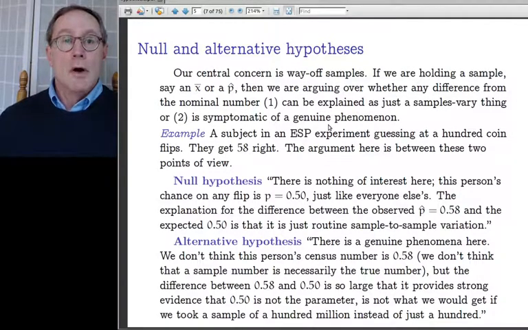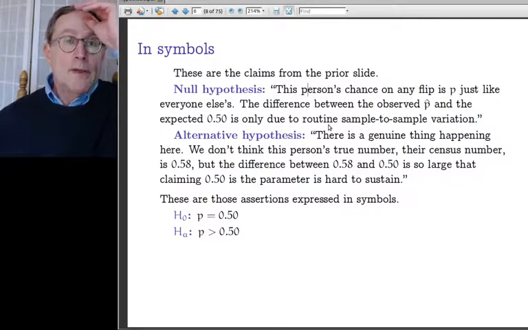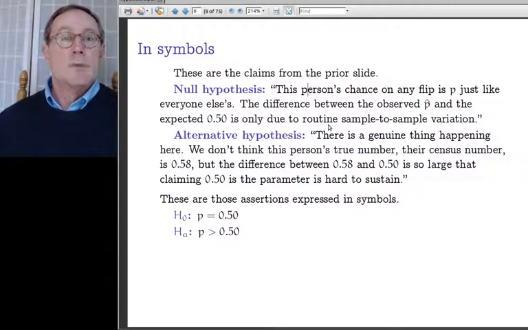Okay, so the null hypothesis and the alternative hypothesis. The null hypothesis is the people in the seats at that Holiday Inn in Kansas City. The alternative hypothesis is the person in front of the room, the person making the claim, claiming that there's something happening. In symbols. So I'm going to repeat the claims from the prior slide, and then I'm going to write them in symbols. I know you can read, but I'm going to write them in symbols. One of the things that folks have trouble with sometimes in this class is translating the word problem into symbols, so we're going to work on that.